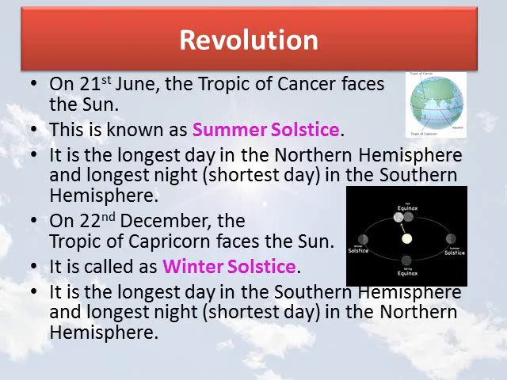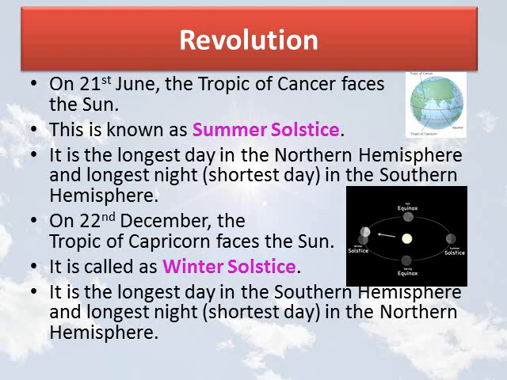It is the longest day in the northern hemisphere and the longest night, that is the shortest day, in the southern hemisphere. So what is summer solstice? The longest day in the northern hemisphere or the shortest day in the southern hemisphere, and it occurs on 21st June because the sun is directly falling on the Tropic of Cancer.